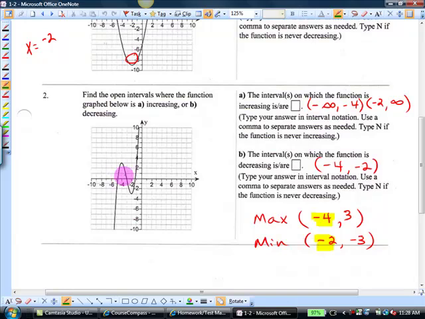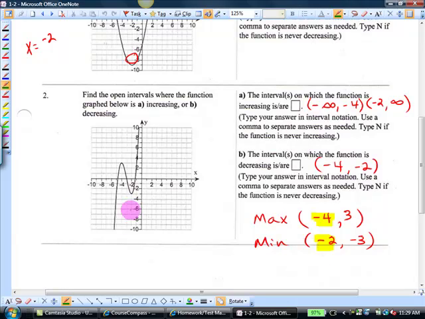I would write down, okay, what are the coordinates of the max? The max is at -4, 3, and the min is at -2, -3. You're only interested in the x values. You're interested in the ones I have in yellow, because it's all about the x when you talk about increase and decrease.